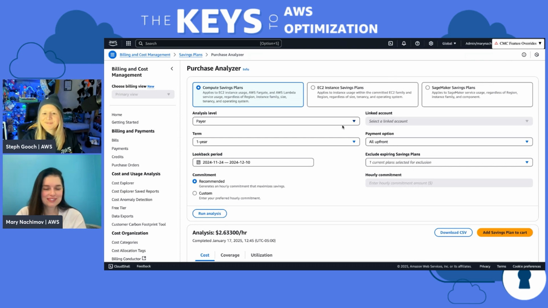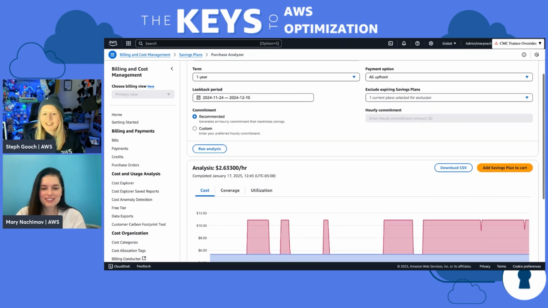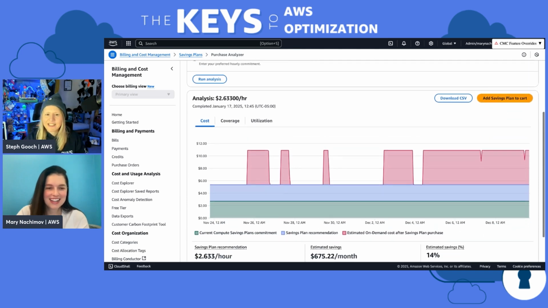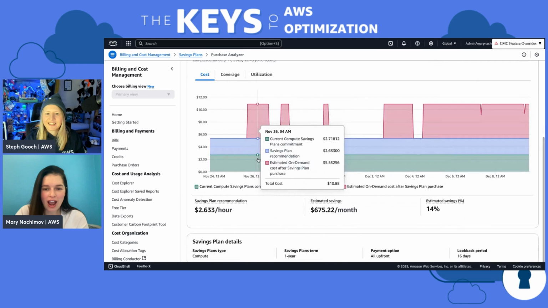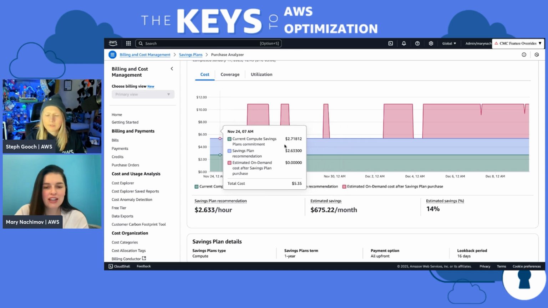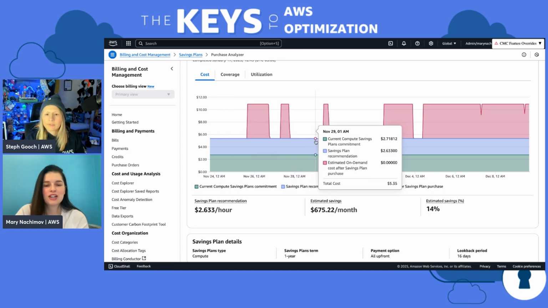Oh, cool. We got a result. Yay, alright, and it happened. So with expiration, we now have less in the current commitment. We have 2.7. We used to have 3.7. And now the recommendation is 2.6. And you can see that I'm covering all my steady on-demand. We don't have any left over that we can cover and still have enough savings that it's worth it to cover by the hour.